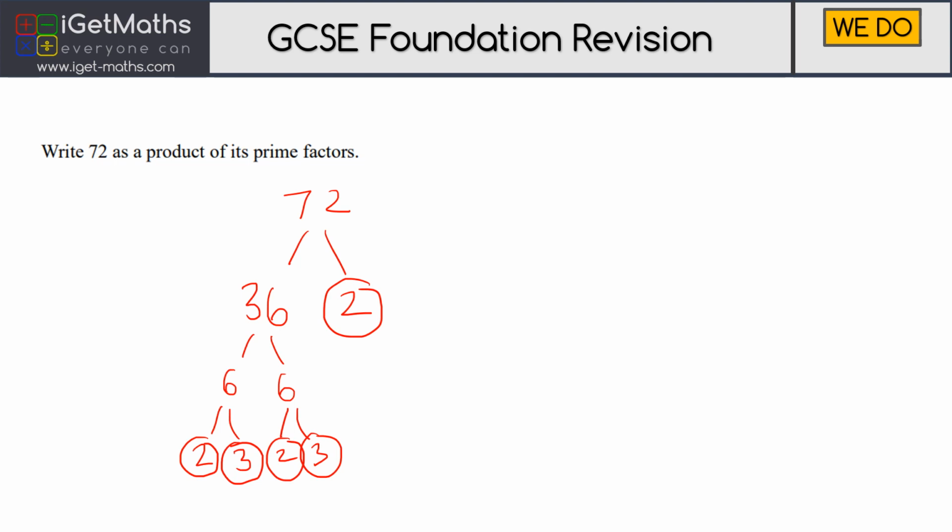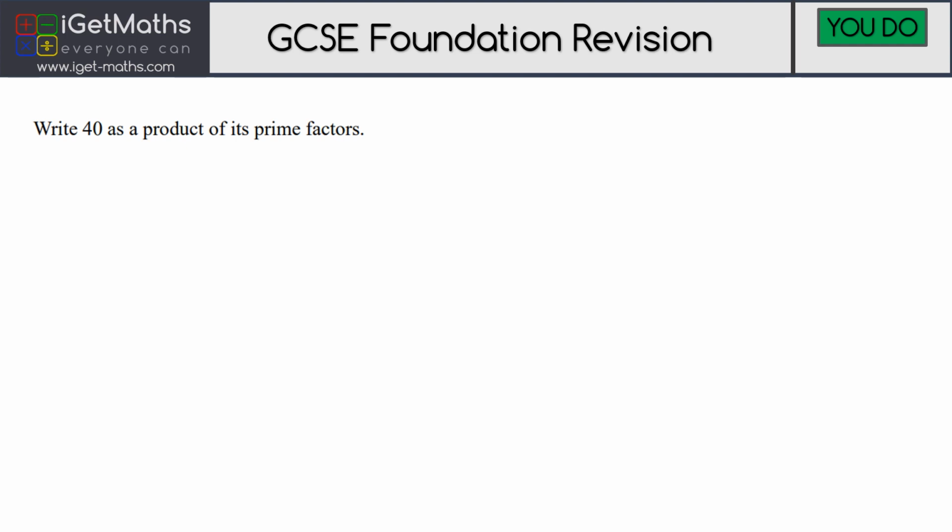And then if you list them, 2 times 2 times 2 times 2 times 3 times 3, and then you can simplify that to 2 cubed times 3 squared. Pause the video and have a go at this question.